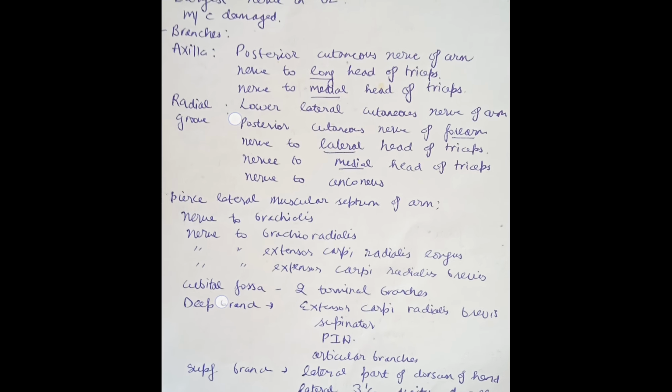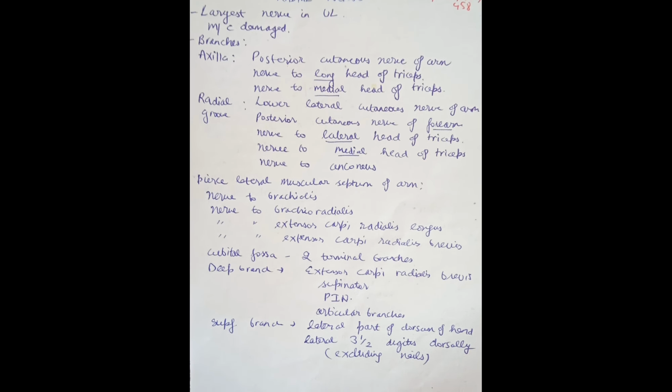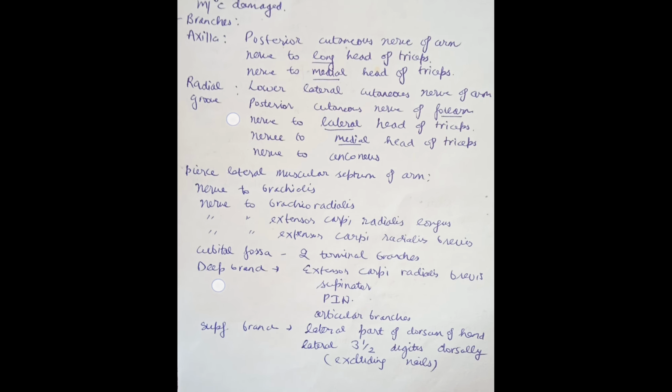Then we see the theory part: largest nerve in the upper limb, most commonly damaged. In the axilla, we've seen posterior cutaneous nerve, nerve to long head of triceps, medial head. Then in the radial groove, lower lateral cutaneous nerve of arm, posterior cutaneous nerve of forearm, nerve to lateral head of triceps, and nerve to medial head of triceps. Lateral and medial both are supplied in the radial groove. And nerve to anconeus, the large nerve which was coming. Then they pass the lateral intermuscular septum, nerve to brachialis, brachioradialis, extensor carpi radialis longus, extensor carpi radialis brevis.